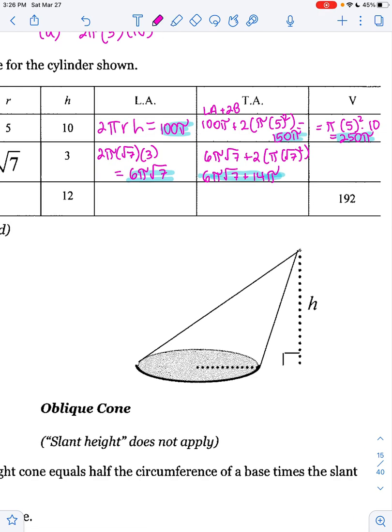And our volume calculation would be pi, substitute in r squared times height, which in this case is 3. Again, squaring the radical will undo the radical, so you're left with just 7. 7 times 3 is 21 pi. So 21 pi is my volume for that cylinder.